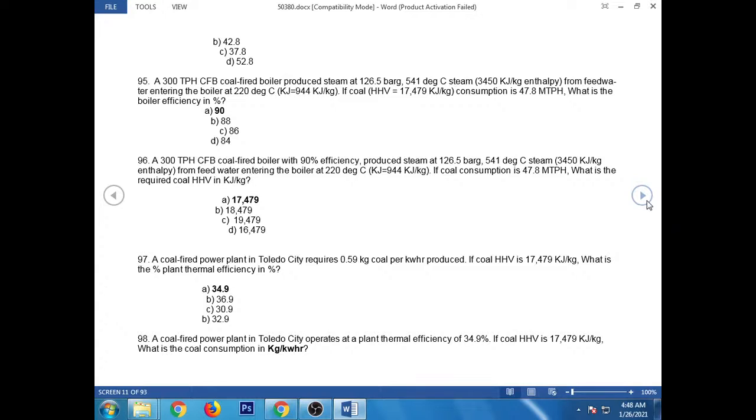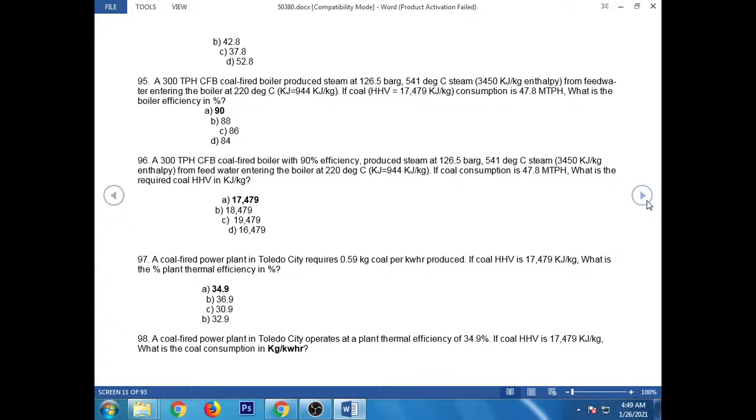A 300 tph CFB coal-fired boiler produced steam at 126.5 bar, 541 degrees Celsius steam, 3,450 kJ per kilogram enthalpy, from feed water entering the boiler at 220 degrees Celsius, or 944 kJ per kilogram. If coal HHV is 17,479 kJ per kilogram, consumption is 47.8 mtph. What is the boiler efficiency in percent? Answer: 90%.